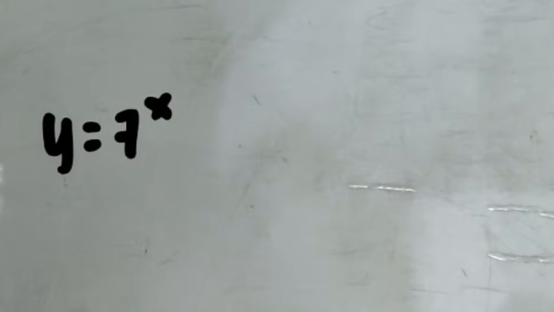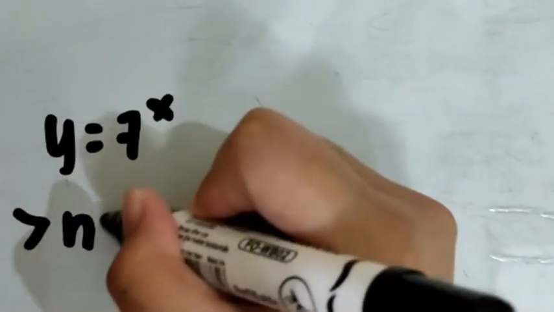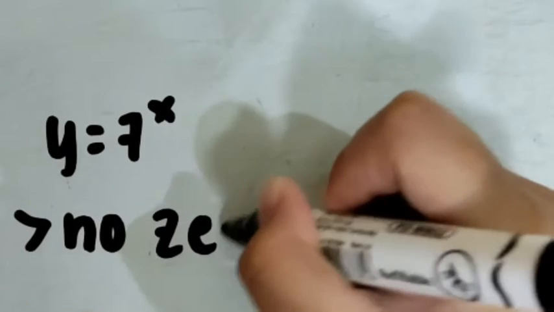Let us move on to the third example with the given y equals 7 to the power of x. Since there is no number that will make the function equal to 0, then the answer is no zero.